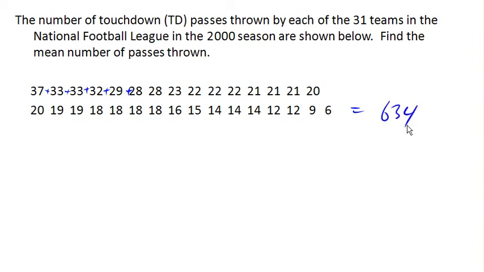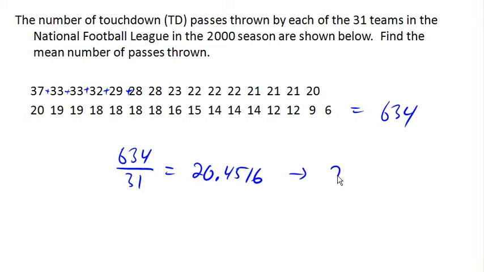Then to find the mean, we're going to take that sum and divide it by how many scores there are. There's 31 different counts here. And we divide that, and we get 20.4516. Now, because all of this data has no decimal places attached to it, it would be appropriate here for us to round this to 1 decimal place.